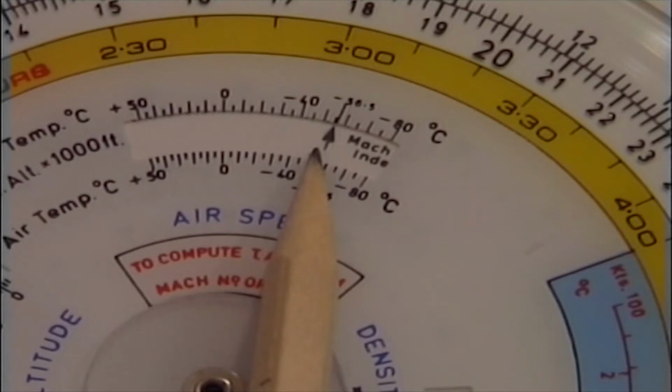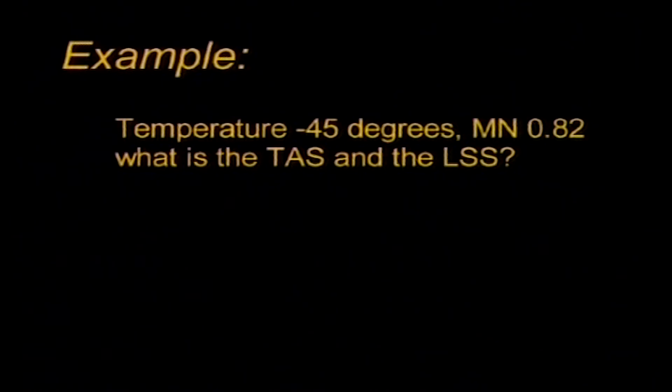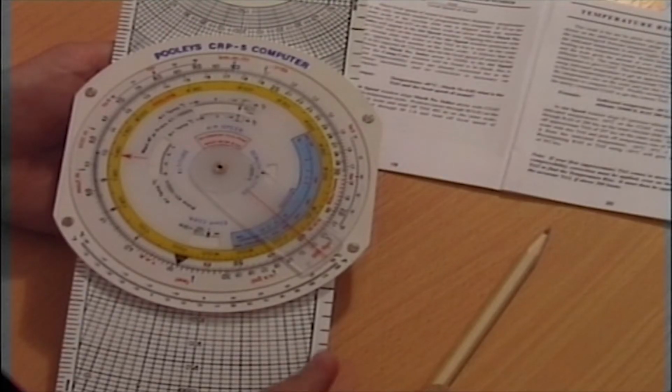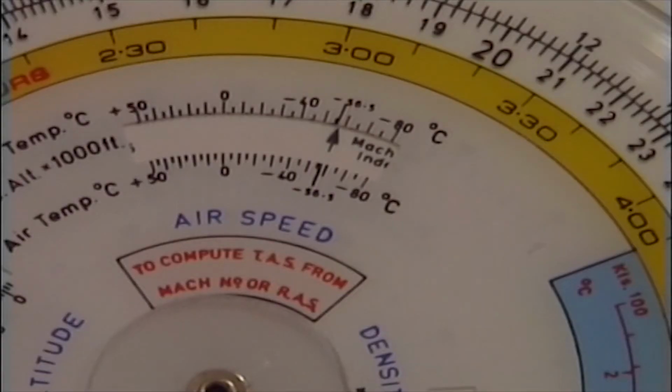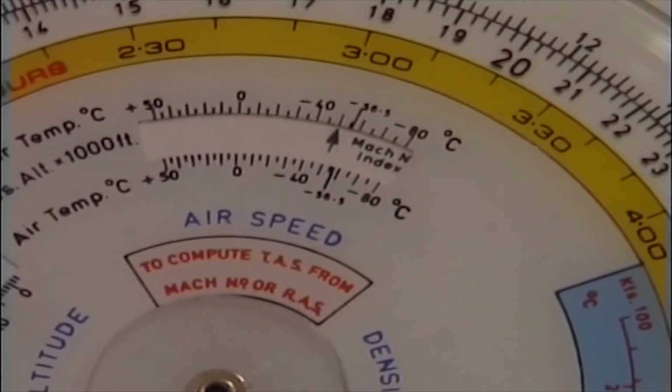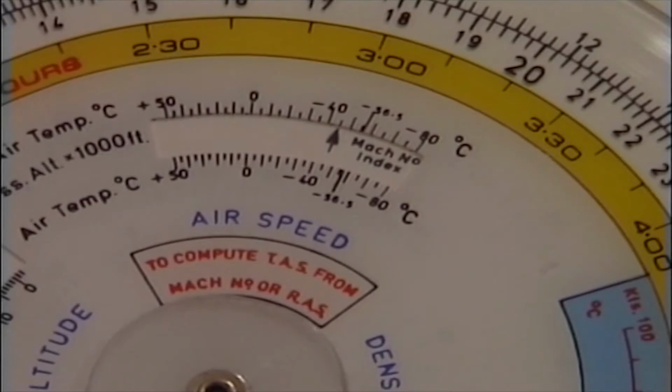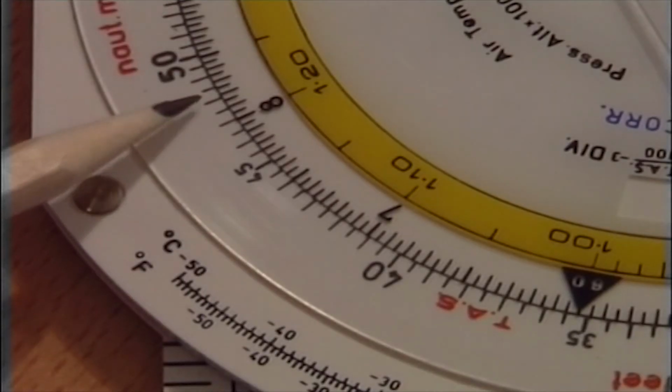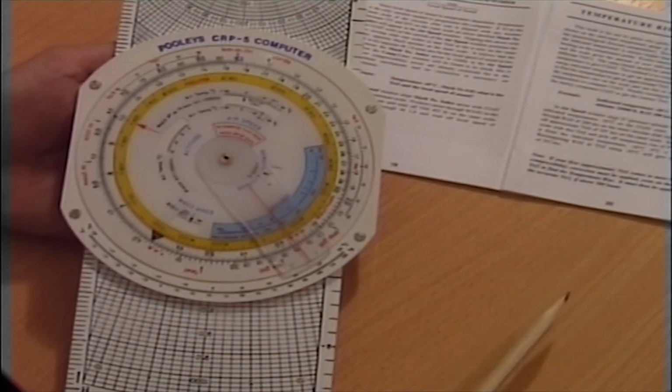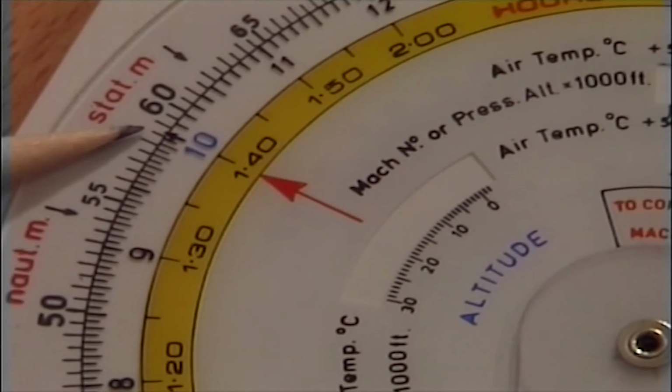If temperature is minus 45 degrees Celsius and Mach number is 0.82, what is TAS and the local speed of sound? Align the Mach number arrow with the correct outside air temperature in the airspeed window. Mach number of 0.82 on the inner scale lines up with a TAS of 482 knots on the outer scale. Opposite the Mach number of 1.0 is the TAS of 588 knots, which is the local speed of sound.